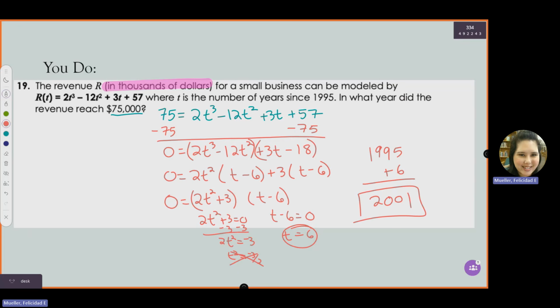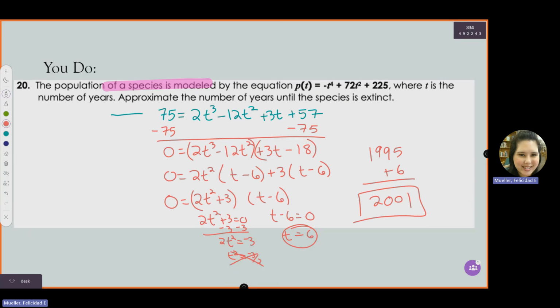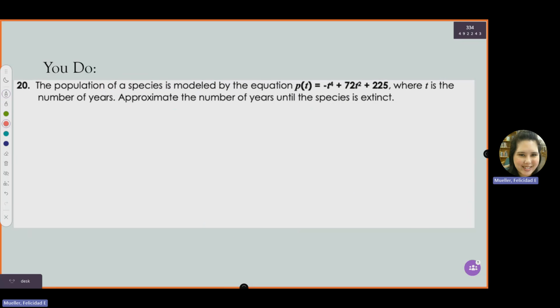I'm going to head and go to our last problem. Again, I want you to go ahead and try this one, and then we will come back and check your work. Do go ahead and round to 2 decimal places on this problem.